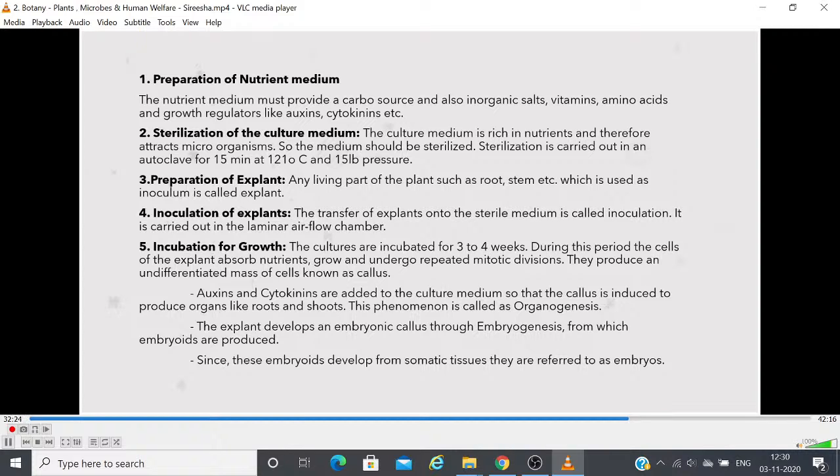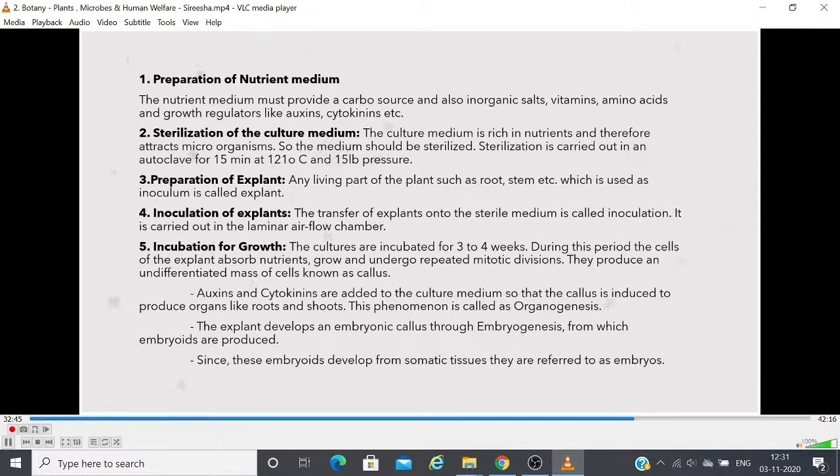Now next is the incubation for growth. The cultures are incubated for 3 to 4 weeks. During this period, the cells of the explant absorb nutrients, grow and undergo repeated mitotic divisions. They produce an undifferentiated mass of cells known as callus.